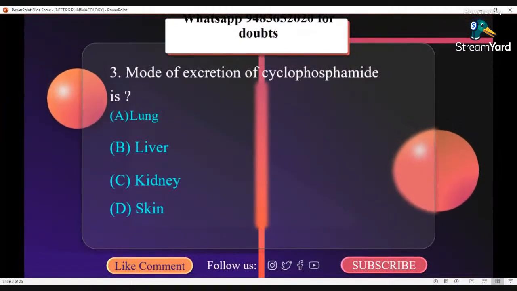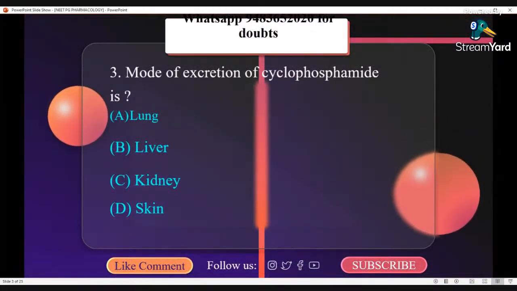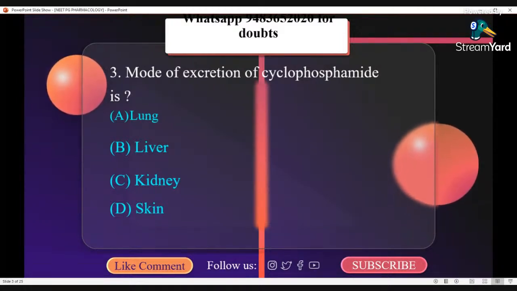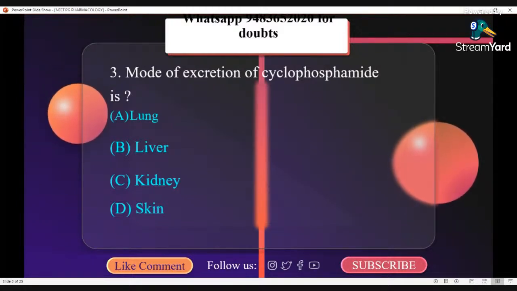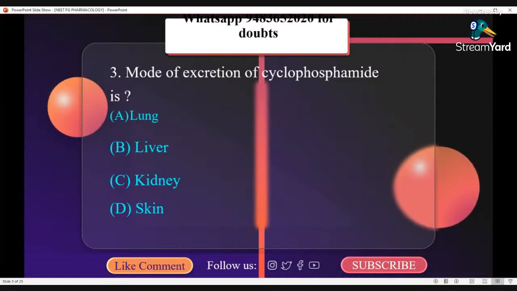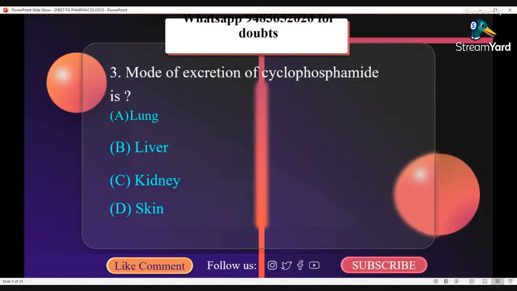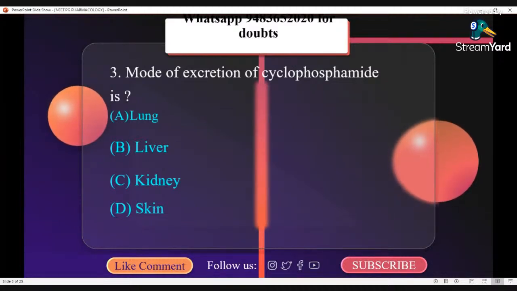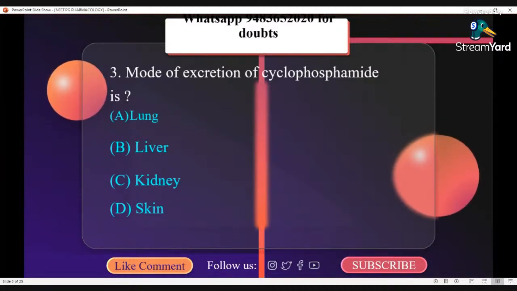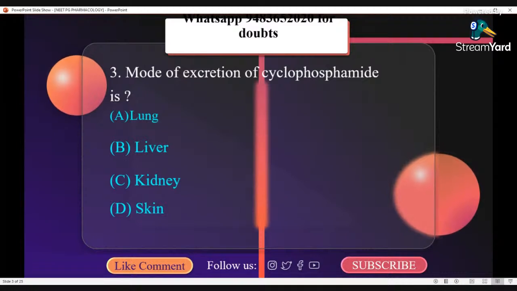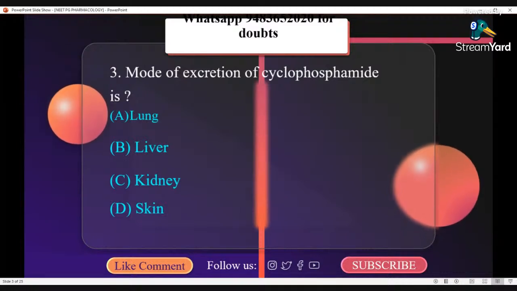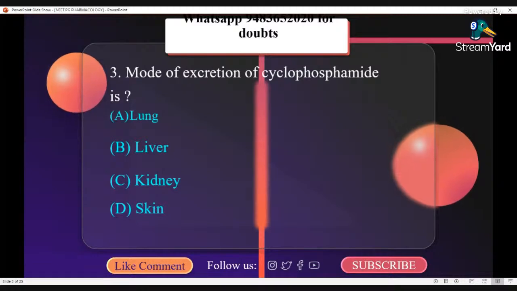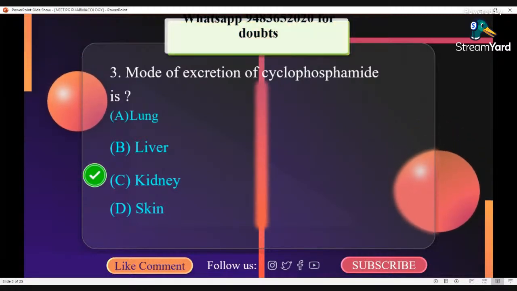Mode of excretion of cyclophosphamide is A. Lung, B. Liver, C. Kidney, and D. Skin. Cyclophosphamide is primarily metabolized, 80%, and metabolites are excreted in urine. 10 to 20% is excreted unchanged in urine and 4% is excreted in bile. So mode of excretion of cyclophosphamide is kidney. So the correct option here is C.